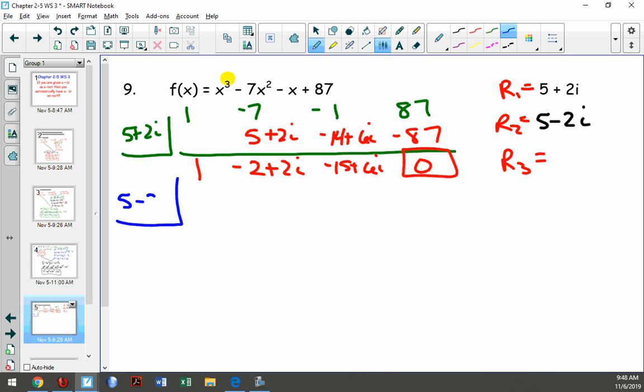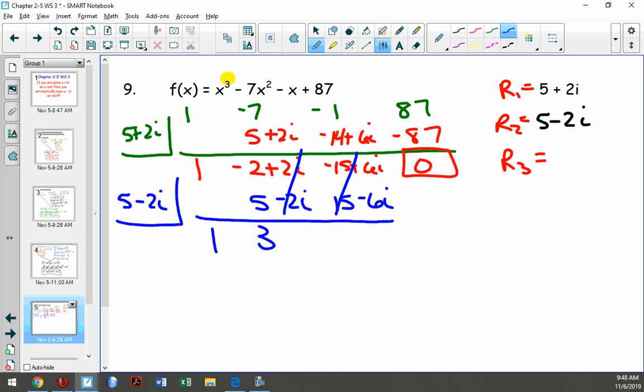Do it again at 5 minus 2i, correct? The remainder again should be 0. I'm going to drop down a 1. 1 times 5 is 5. 1 times -2i is -2i. -2 plus 5 is 3. The 2i's cancel out. 3 times 5 is 15. 3 times -2i is -6i. 15 and the 6i cancel out to give you 0.